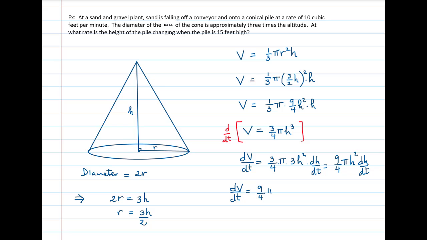Now we're ready to substitute our values, and we have dV/dt is equal to 9/4 pi times the altitude, which is 15 feet.